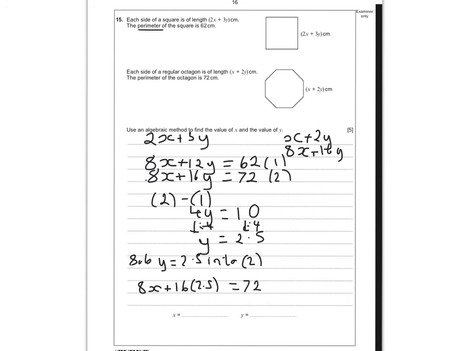So 2.5 lots of 16. Well, I've got 2 lots of 16 is 32. A half of it is 8. So 32 plus 8 is 40. So this leaves me with 8x plus 40 is equal to 72. I'm going to solve this up here now.